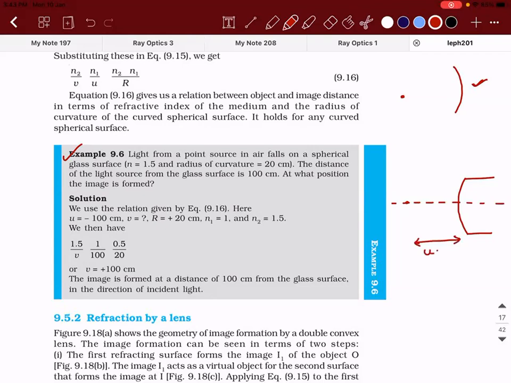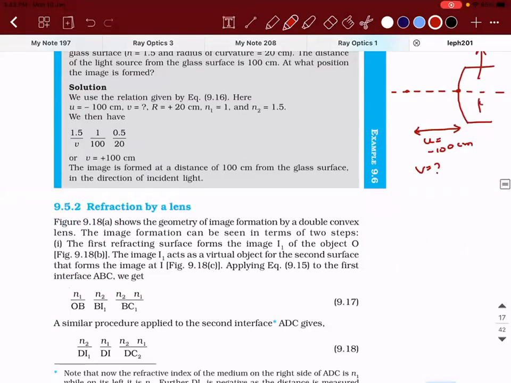So what is the value of u? Minus 100 centimeter. Radius of curvature is plus 100 centimeter. They are asking v is equal to what? So what is the formula based on? This is mu2, this is mu1. So refractive index of second medium, mu2 divided by v minus mu1 divided by u is equal to mu2 minus mu1 divided by r. Are you able to understand what I'm trying to do? So mu2 by v minus mu1 by u is equal to mu2 minus mu1 divided by r.